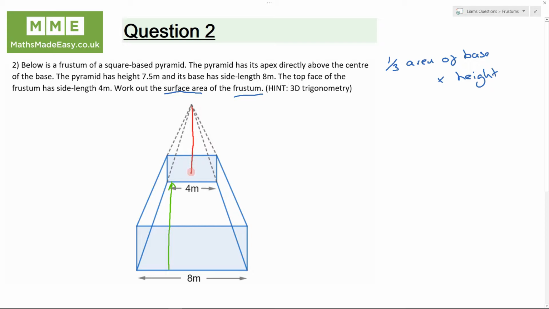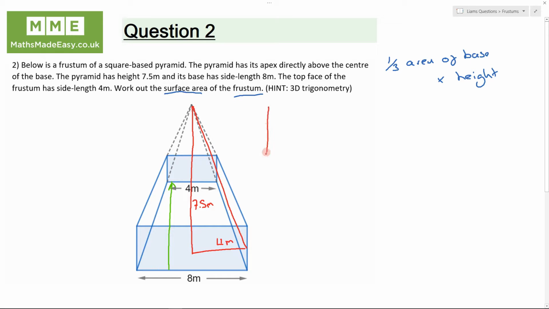Okay, to do this, we can see that if the total height of the square-based pyramid is 7.5 meters, then this length would be 4 meters, as it is half of 8 meters. So with this we can work out this length here, the side length from the middle of one of these faces.